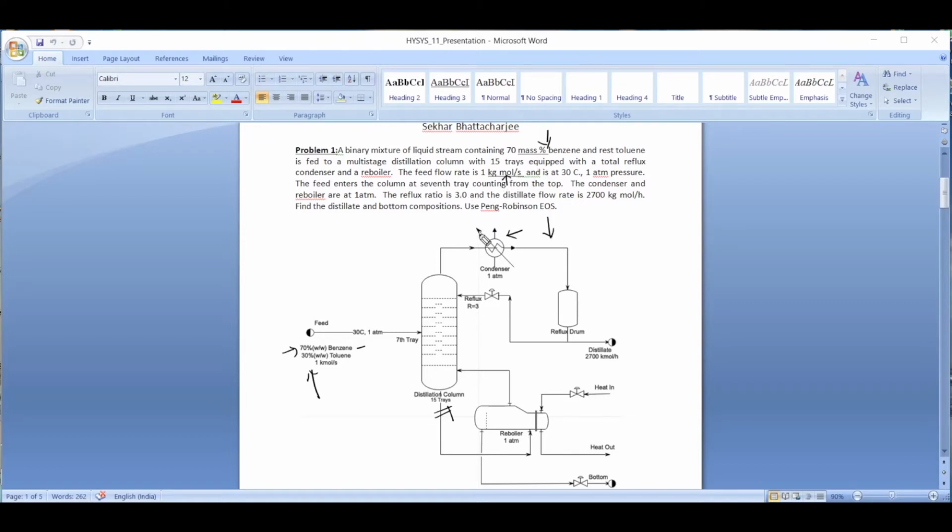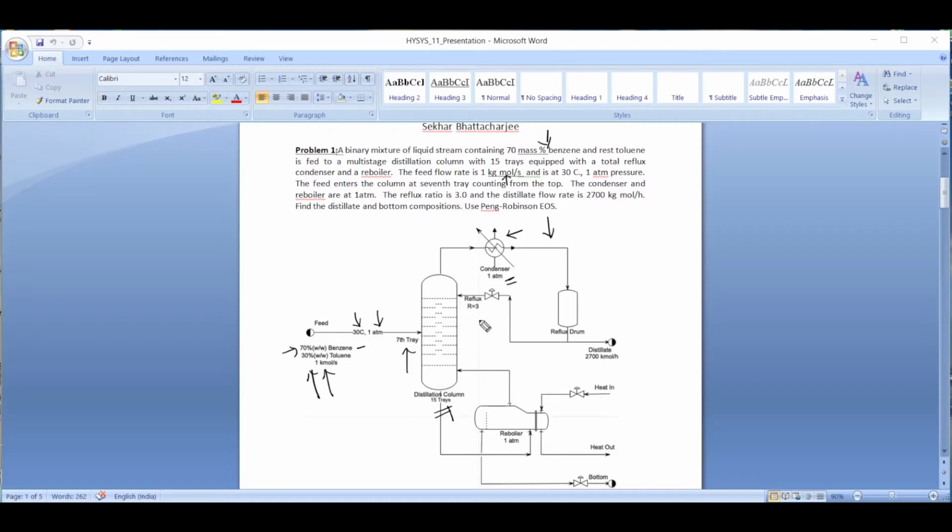Here it is mole per second. So this is my feed flow rate, 1 kilomole per second, at 30 degrees Celsius and 1 atmosphere pressure. The feed enters the column at the 7th tray, and there are a total of 15 trays in the column. The condenser and the reboiler both operate at 1 atmosphere, so this is an atmospheric column.